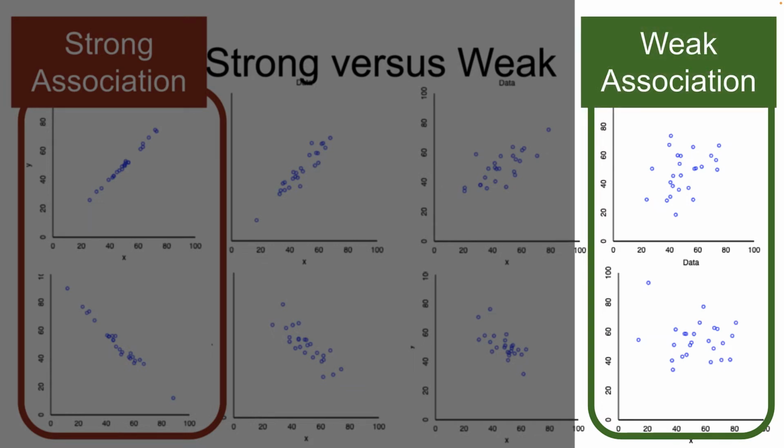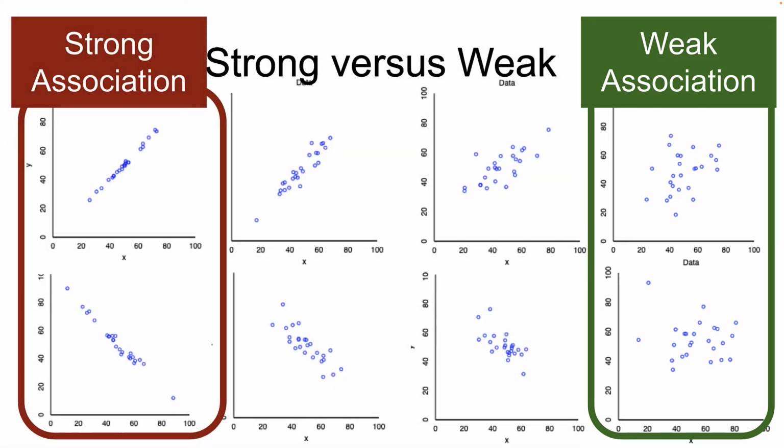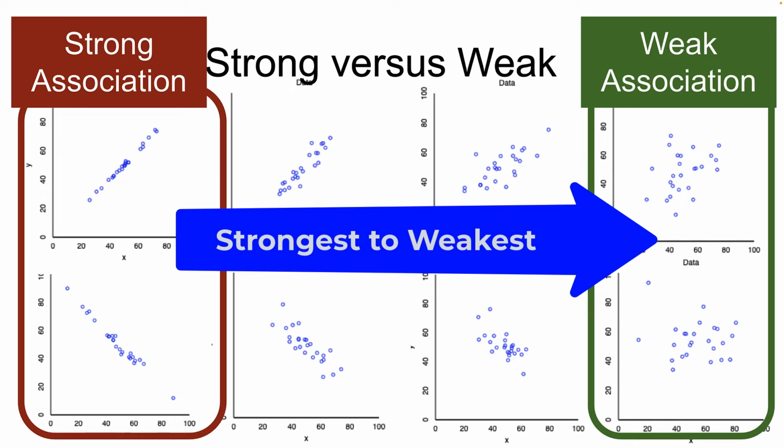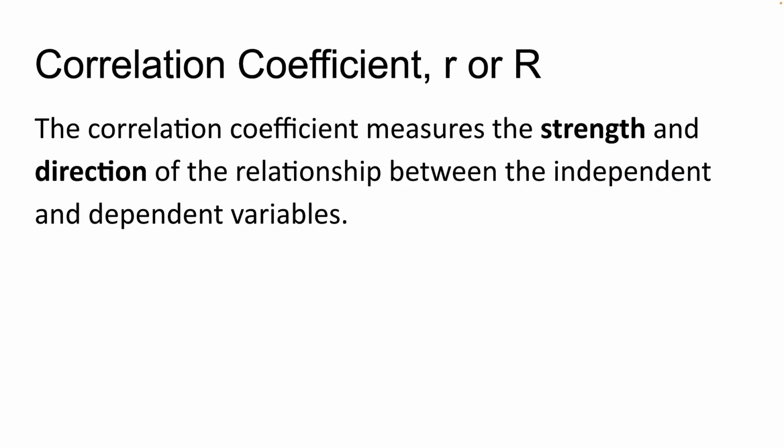We would say that those graphs have weak association. Looking at all of these graphs from left to right, I've placed them in an order where the strongest association is on the left, and then they progressively get weaker as you move from left to right. We use the correlation coefficient, which is represented by lower or uppercase letter R, to measure the strength and direction of the relationship between the independent and dependent variables.